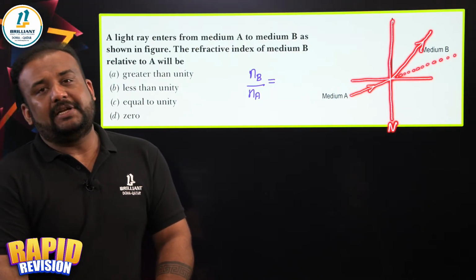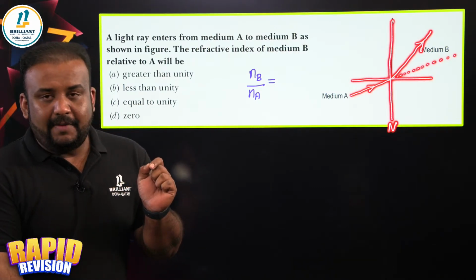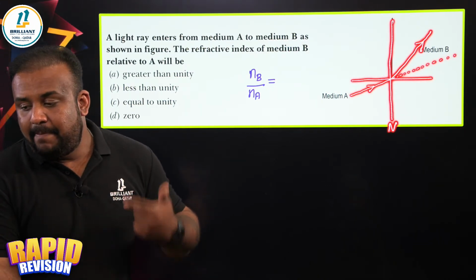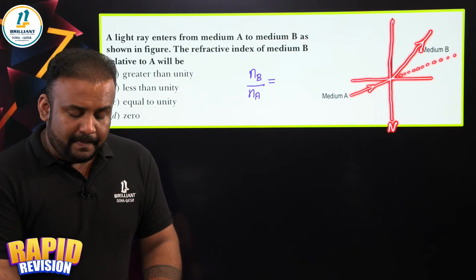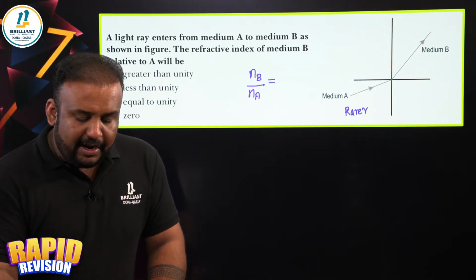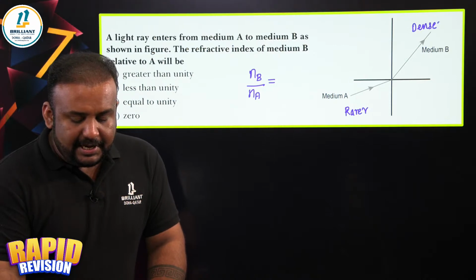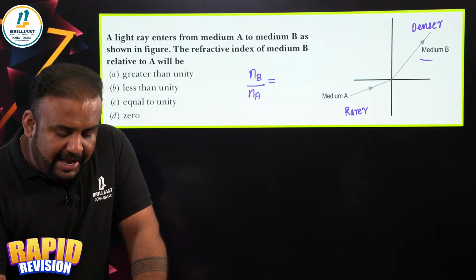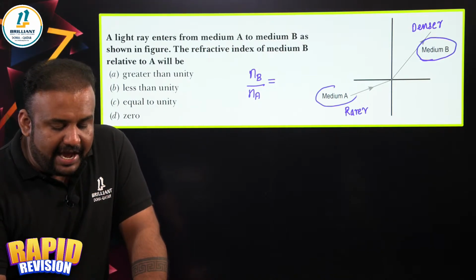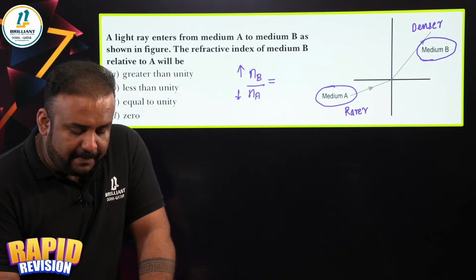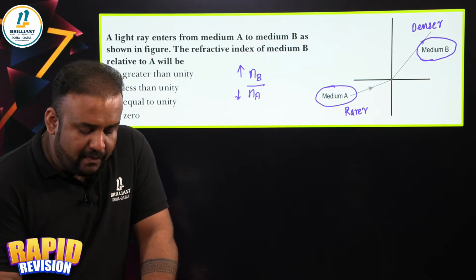You know in which situation it happens? When light moves from a rarer medium to a denser medium, the ray bends towards the normal. Yes or no? So this is the rarer medium, this is the denser medium. So what will happen? If you take medium B's refractive index with respect to A, which will be larger, this will be more, this will be less. So this ratio is going to be more than 1.